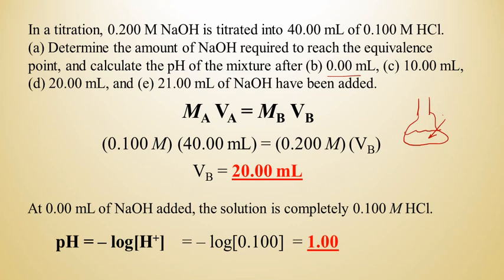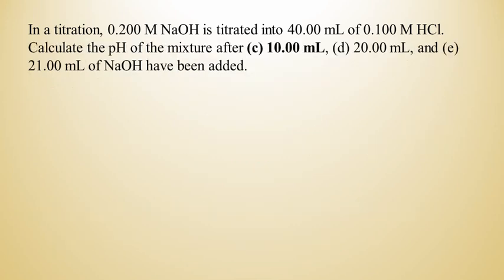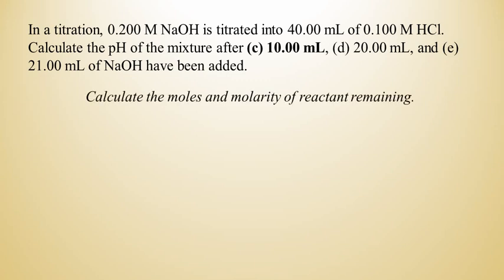Now, that takes care of parts A and B. Let's do part C. Here, we're trying to find what the pH is after 10 milliliters have been added. The best way to work this problem is to remember that this is a strong acid, strong base problem. And since we have something strong in here, we have to work this in terms of moles. So we're going to set up our equation as an ICE box. First of all, let's find how many moles of acid, H plus, we have.